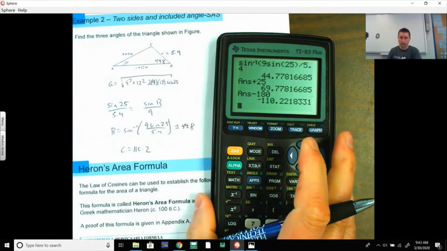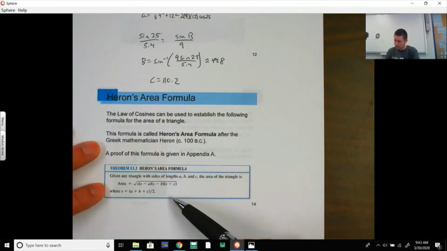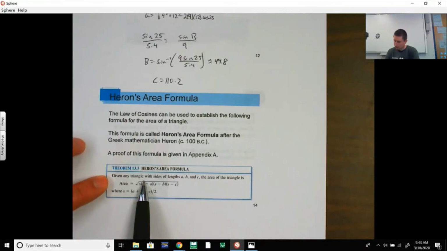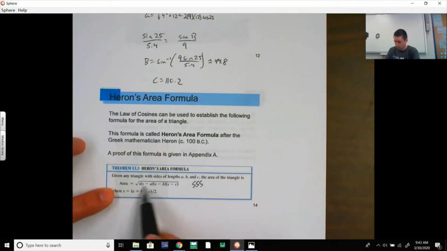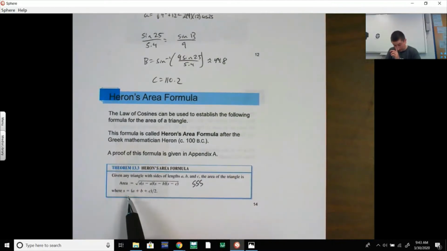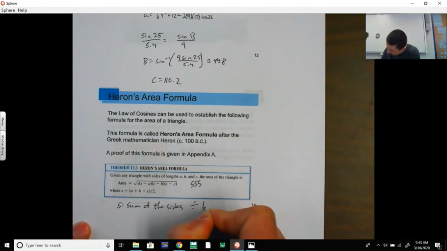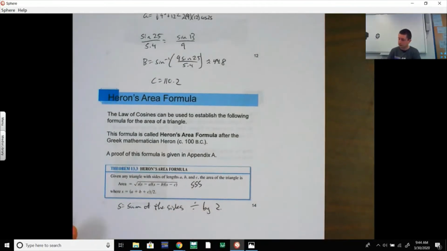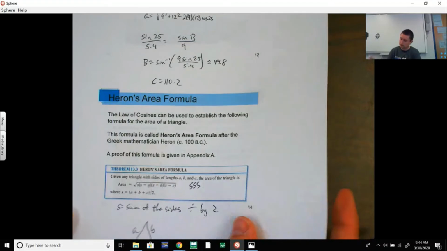Okay, so there's the law of cosines. Heron's formula, this is the area formula if you have side, side, side. So given any triangle, side lengths A, B, and C, the area of the triangle is this formula, and S is the sum of the sides divided by 2. A plus B plus C divided by 2. Remember A, B, and C. So S times S minus the first side times S minus the second side times S minus the third side.